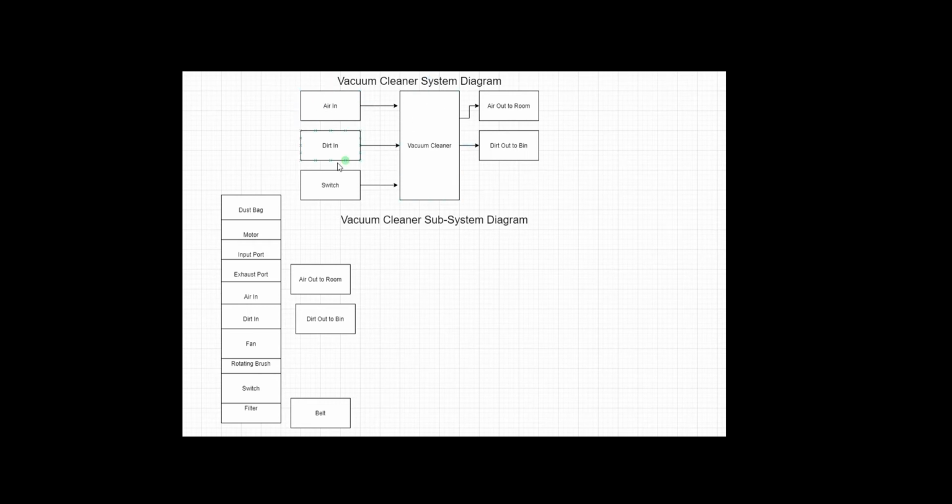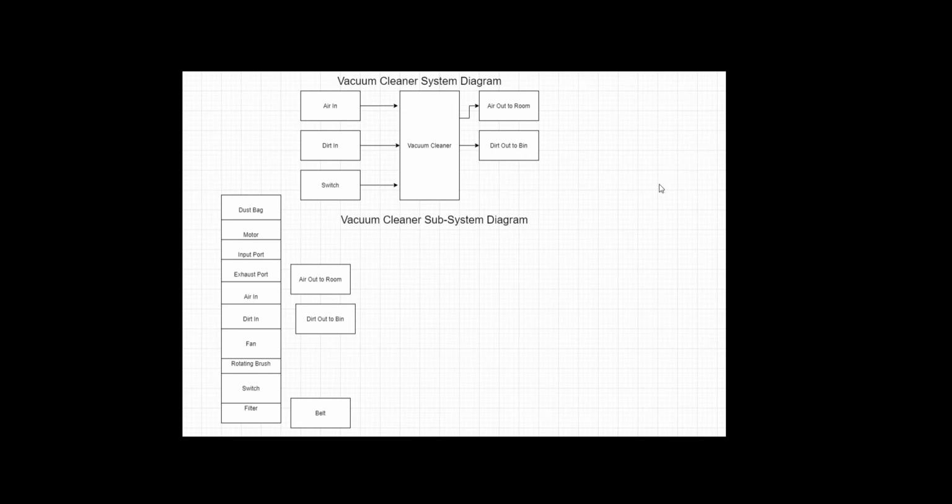Air goes into the vacuum cleaner, dirt goes in, and there's a switch as well. The air goes back out into the room, and the dirt goes out in a bag or in the container to the bin. So that is a systems diagram. It only shows what goes into the system and what comes out of the system. The in is usually on the left, and the out is usually on the right.